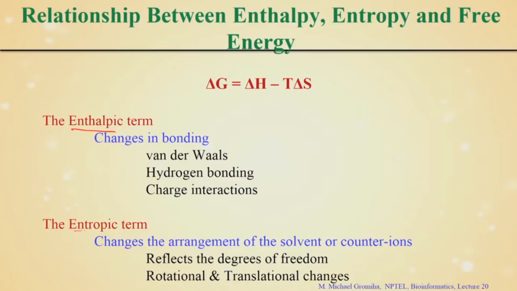When you look at the entropic term, this is the arrangement of the solvents and counter ions, and how they change. For example, the rotational degrees of freedom, translational changes and so on. This will account for the entropy of the system. So, we have the enthalpy and we have the entropy, and you can calculate free energy. That is the general definition for the free energy.